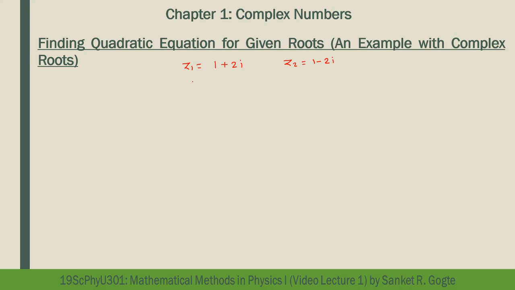For z1, the real part is 1, and for z2, the real part is also 1. So the real parts of both these numbers are the same. As far as the imaginary part is considered, for z1 it is plus 2 and for z2 it is minus 2. So the imaginary part is also the same with a reverse sign, and therefore z1 and z2 are complex conjugates of each other, and we want to find out the quadratic equation for which these are the roots. Now these are complex conjugates, and therefore we will get a quadratic equation with real coefficients. Let's try to find out the equation.